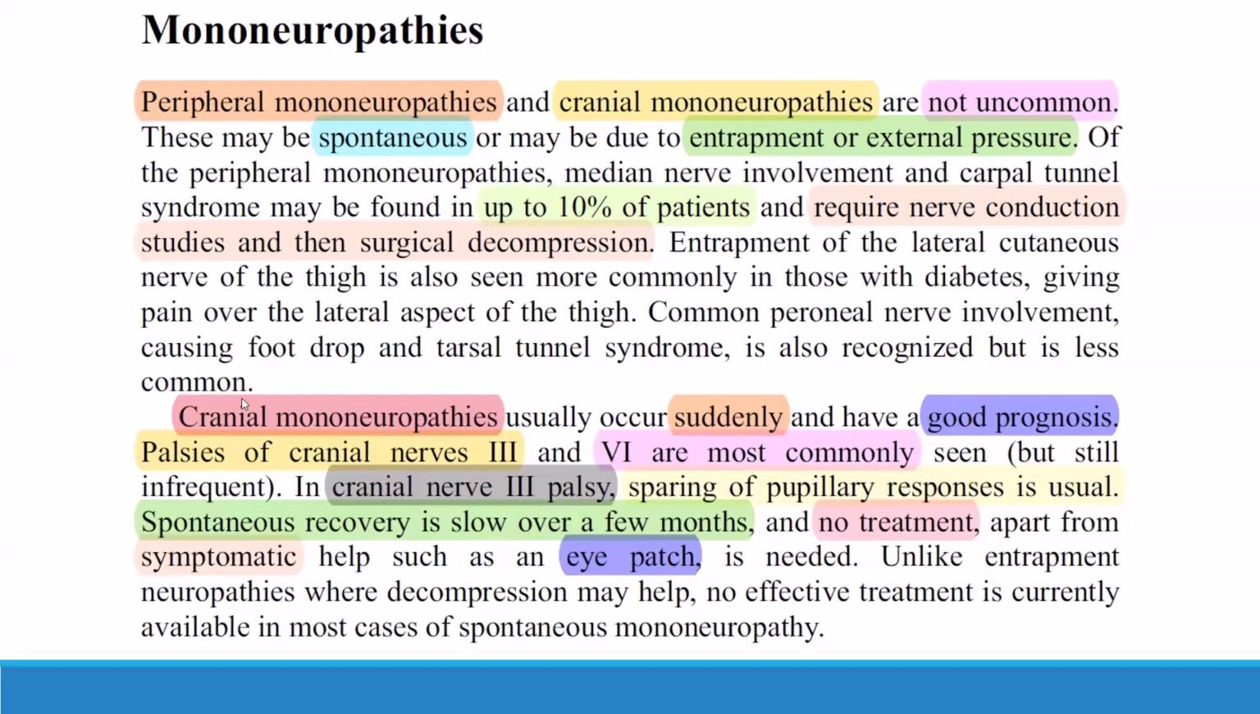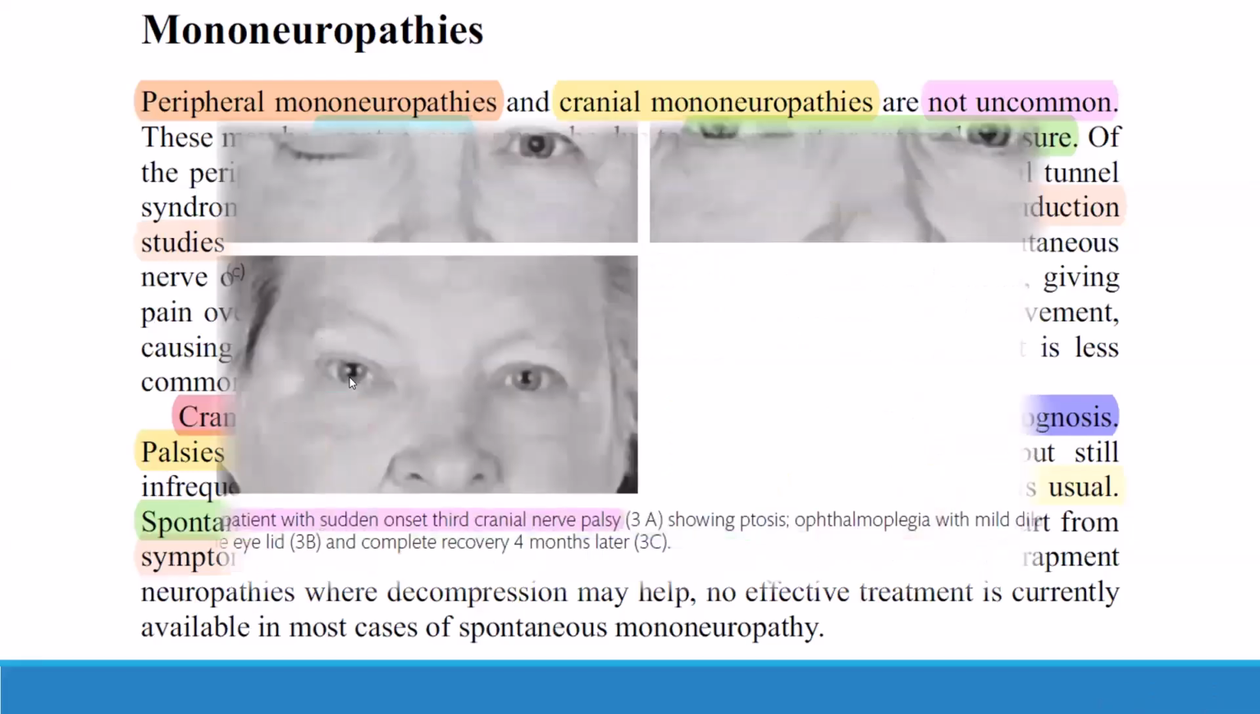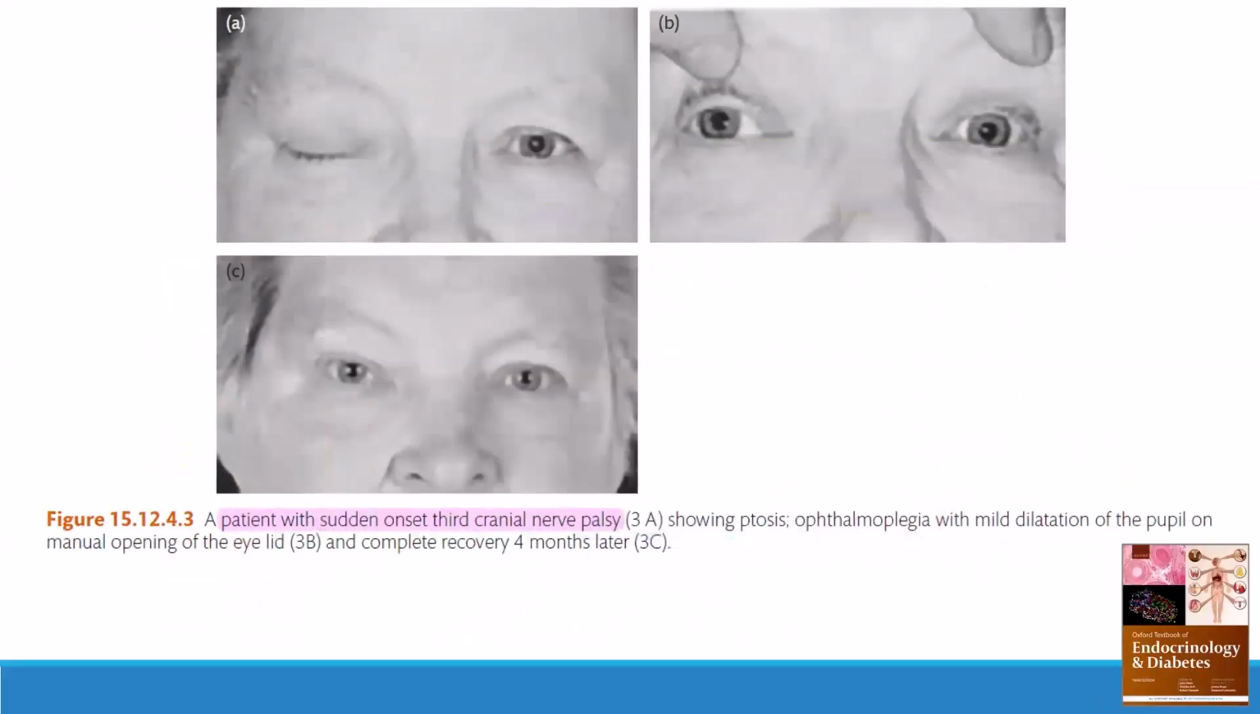And actually, this image from the Oxford textbook shows the manifestation of third cranial nerve palsy with ptosis, ophthalmoplegia with mild dilatation of the pupil, like this, and of course, complete recovery after a few months.